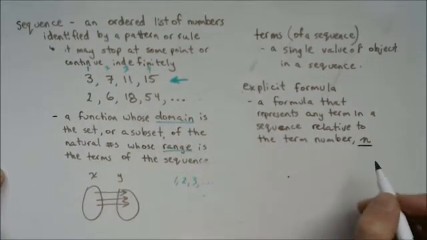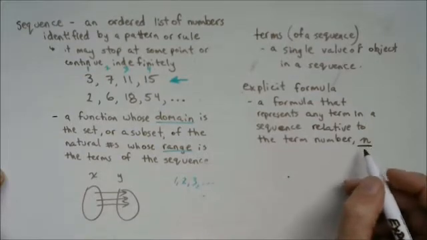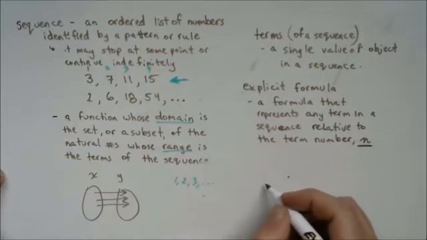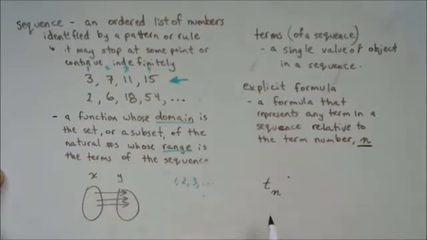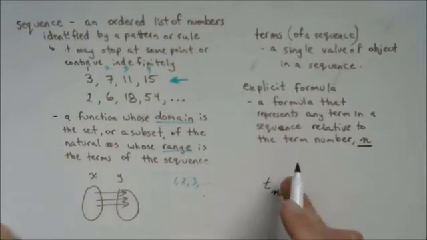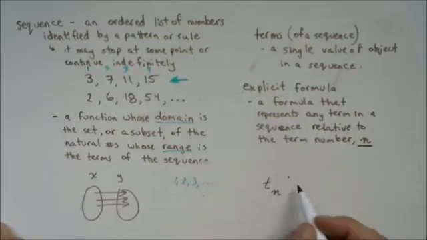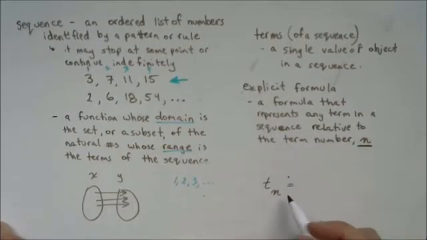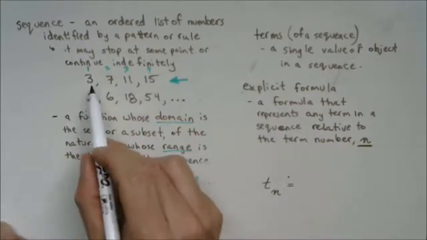That term number is going to be indicated by n, and the value of that term is indicated by t sub n, all right? So then what is an explicit formula? Well, it's a formula that gets us straight from n. It relates n to the value of its term.